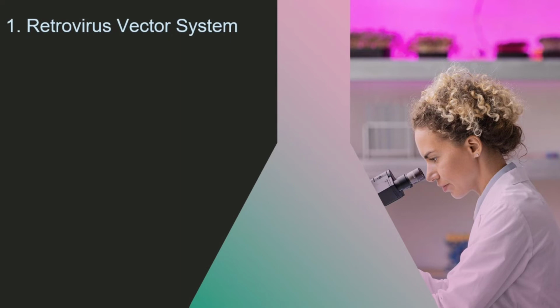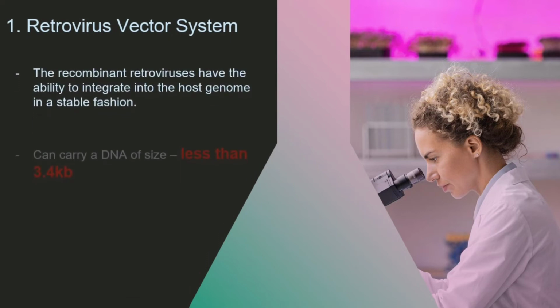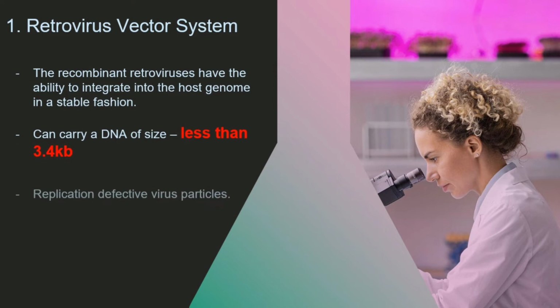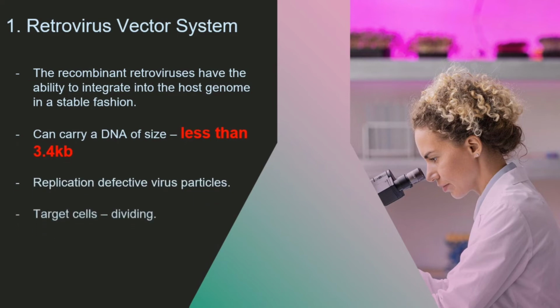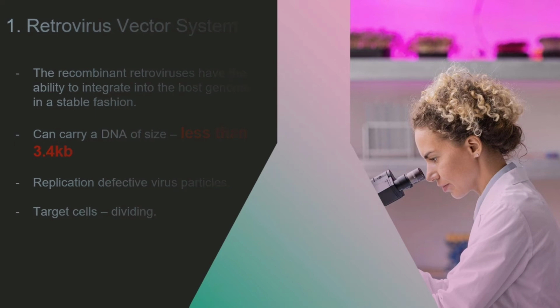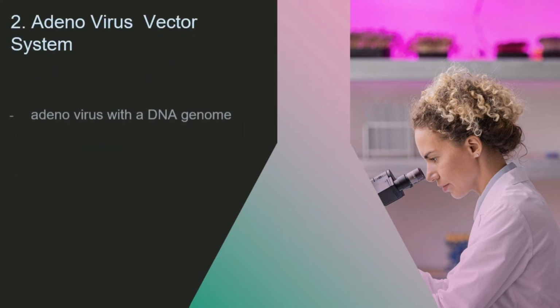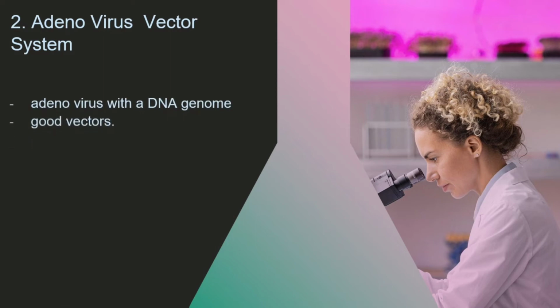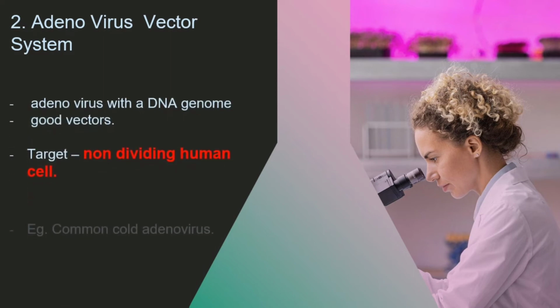First, let's talk about the retrovirus vector system. The recombinant retroviruses have the ability to integrate into the host genome in a stable fashion. It can carry DNA of size less than 3.4 kb. They are replication defective virus particles that target dividing cells. Then the adenovirus vector system: adenovirus vectors target non-dividing human cells, and the common cold adenovirus is used.